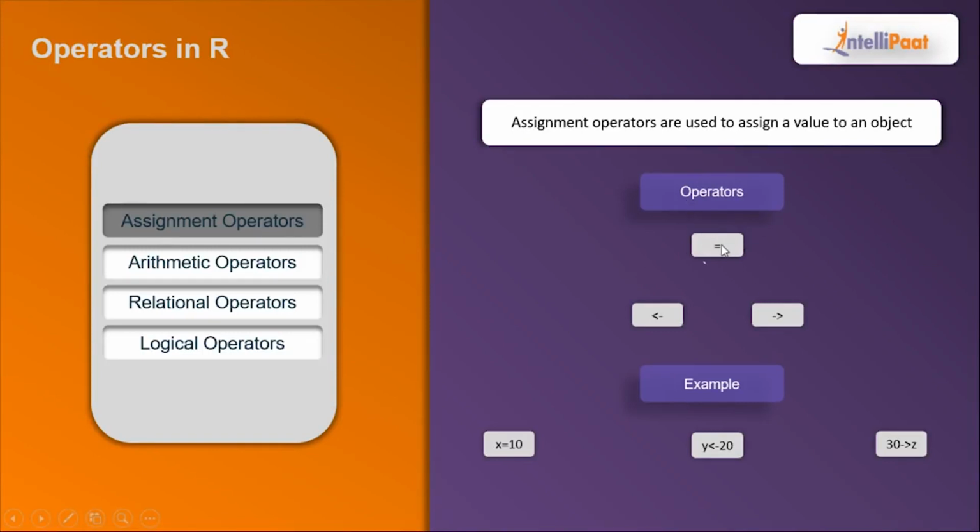We can just use the equal to operator to assign a value, or we have another symbol over here. Here we have a less than operator, after which we give a hyphen. This is another type of assignment operator. Here again we have the hyphen followed by a greater than symbol. This is another type of assignment operator. And if you have a look at this, we have some examples over here. We are assigning the value of 10 to this variable x using this assignment operator. Similarly here, we are assigning the value 20 to this variable y. And similarly, we are assigning the value of 30 to this variable z.